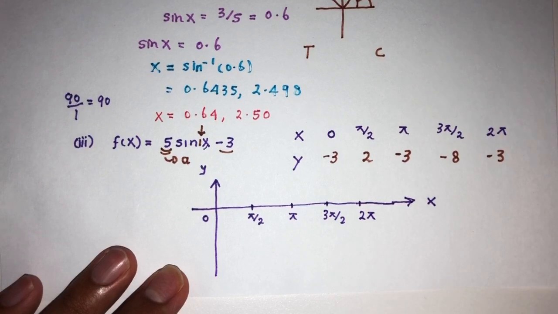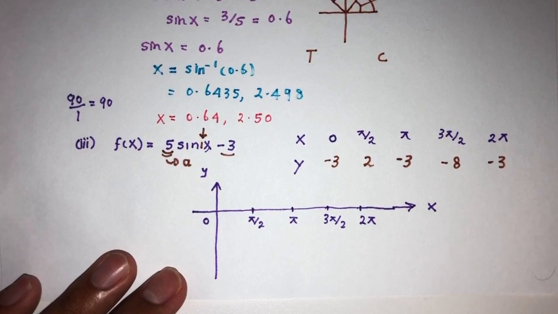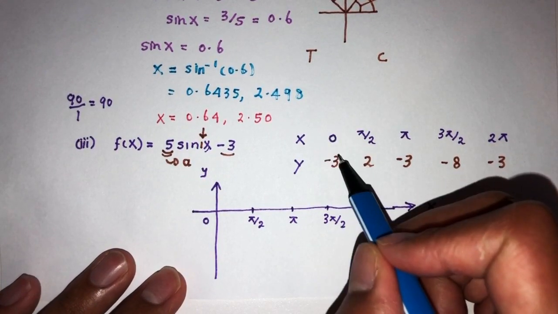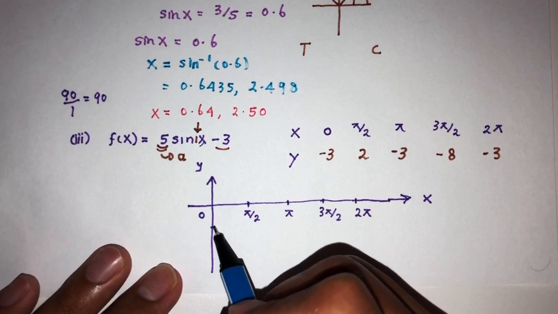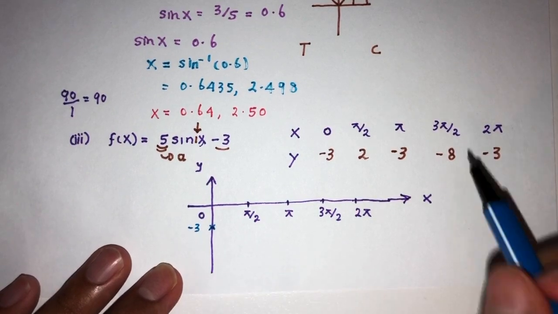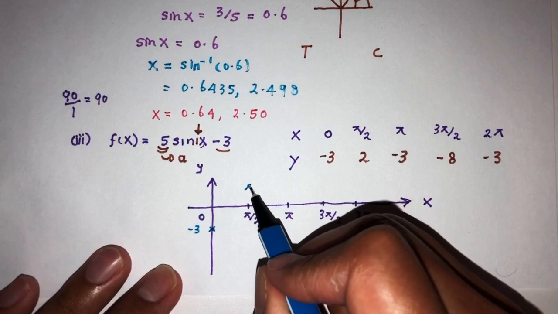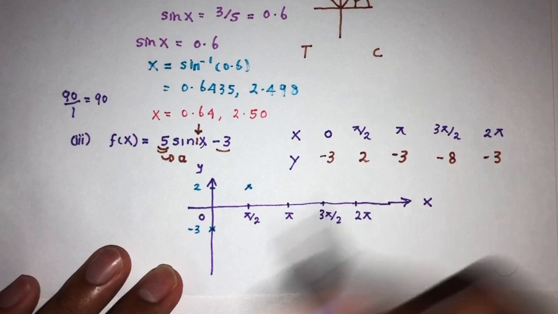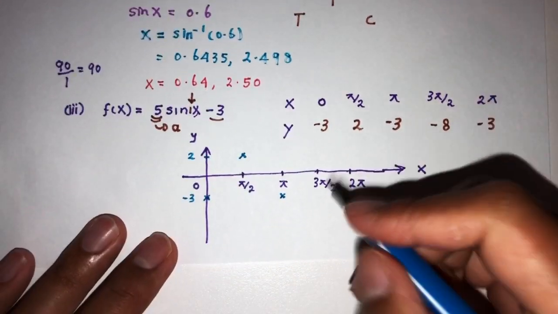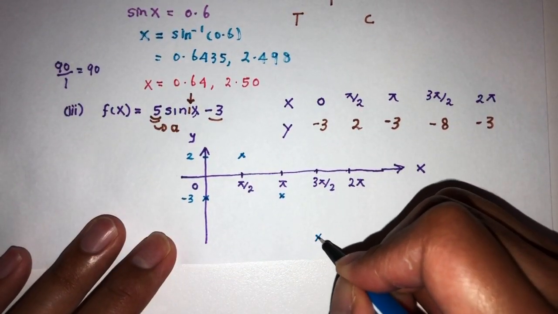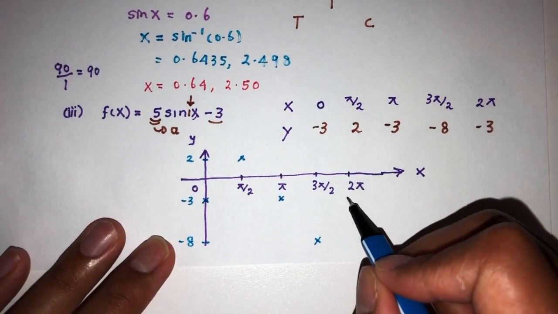Again, this is only a sketch. It doesn't need to be exact. You can always try your best using a ruler as well to help you out, but it doesn't need to be exact. Now for the first value, 0 will be minus 3. Let's say minus 3 is somewhere over here. Then we have pi by 2, this will be 2. So let's say 2 is somewhere over here. And then we have pi will be minus 3. Let's say somewhere over here. Then we have this will be minus 8. Let's say minus 8 will be definitely below, somewhere over here. And then we have this will be back again to minus 3. Let's say minus 3 will be somewhere over here.